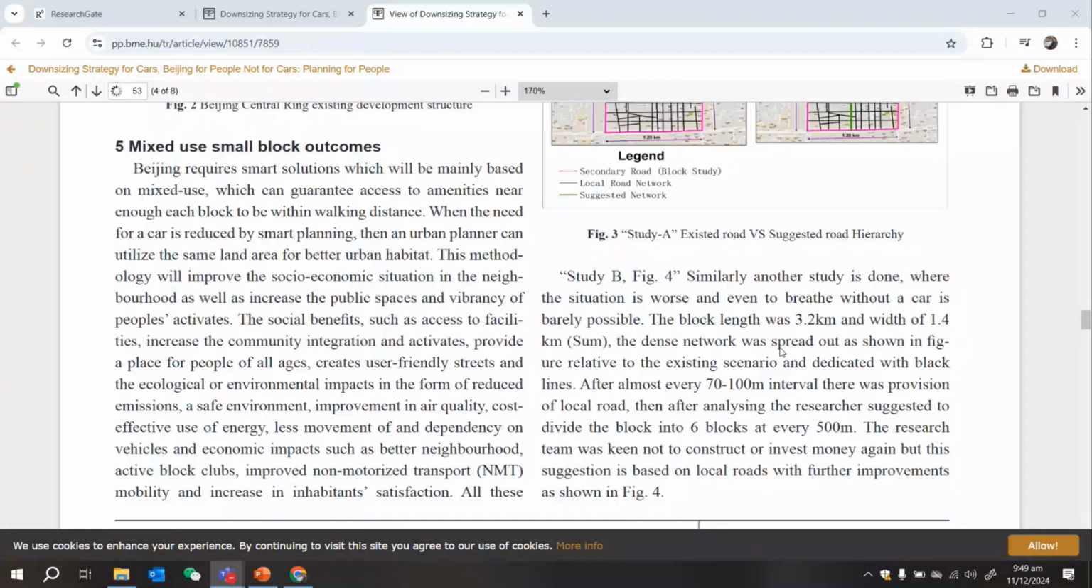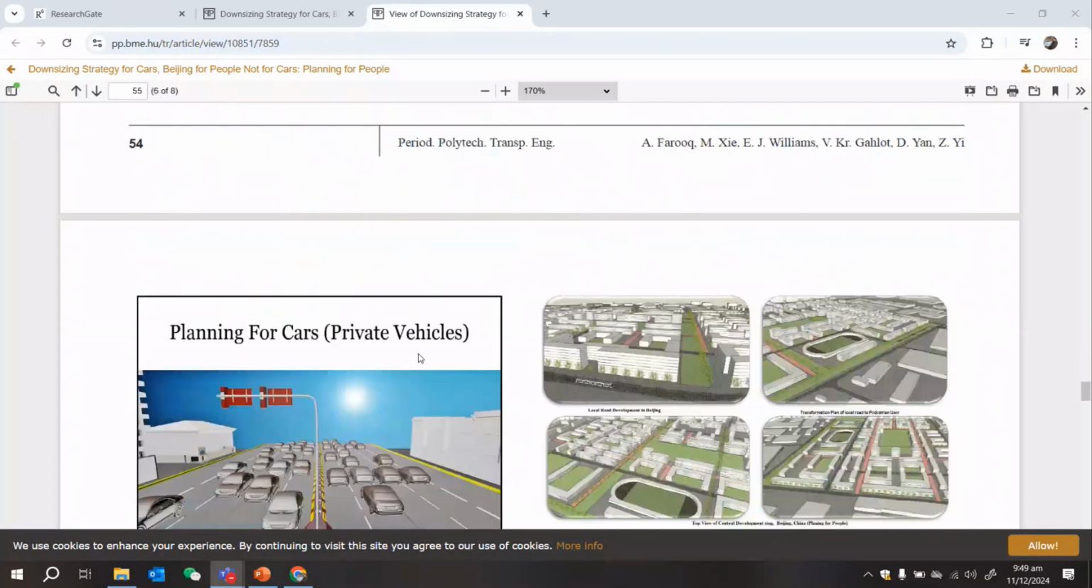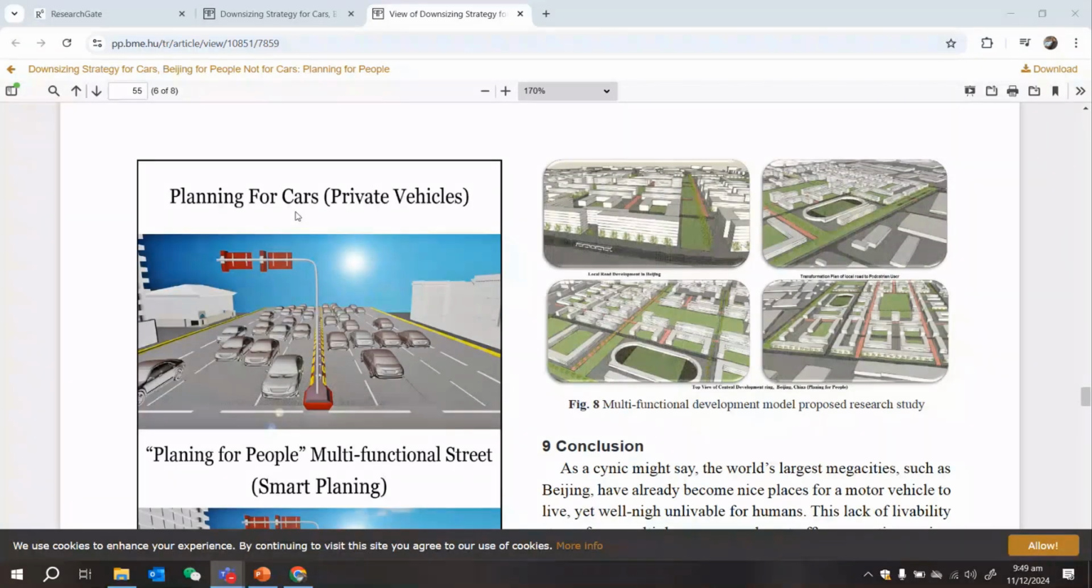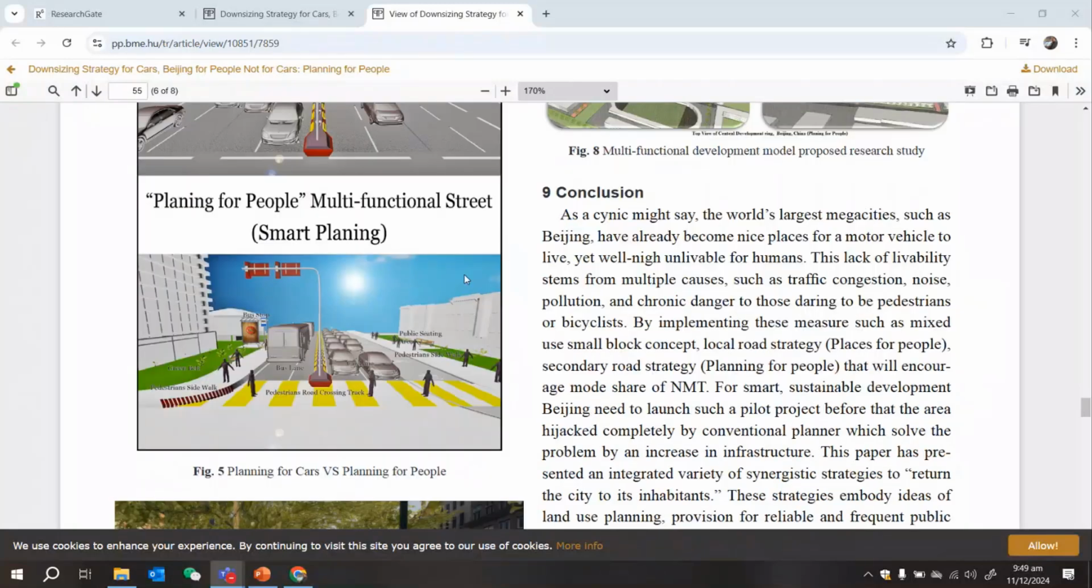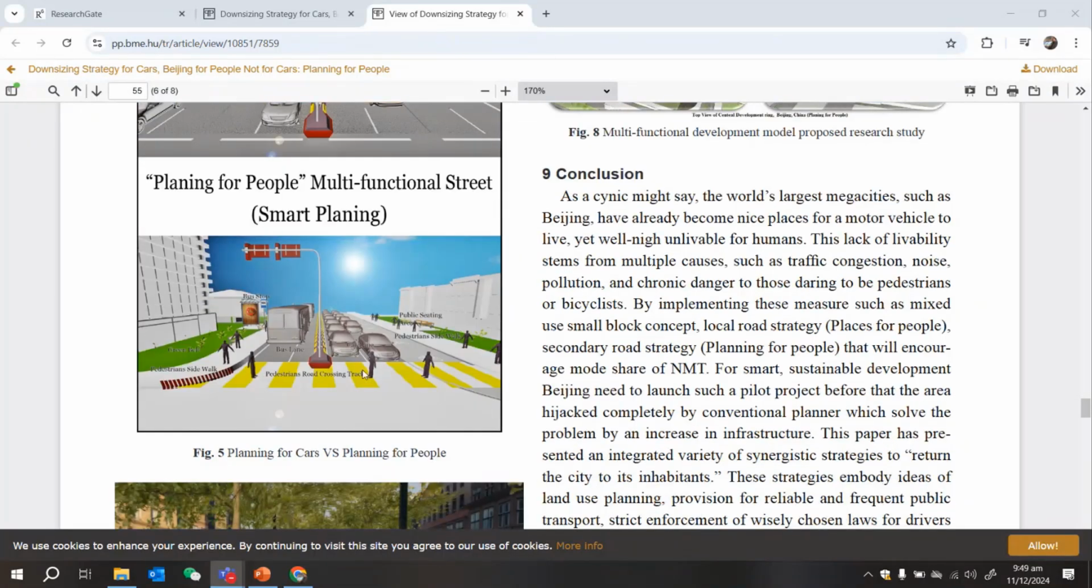That's it. The next thing we did, the same for the car oriented network, going to planning for the people. This was the planning for the car, which was the before concept, and this was the after concept. The same lanes, like 4 or 5 lanes, were converted into 2 lanes only for cars and 1 lane only for buses. Then we have complete pedestrian and zebra crossings, and places for social cohesion as well.